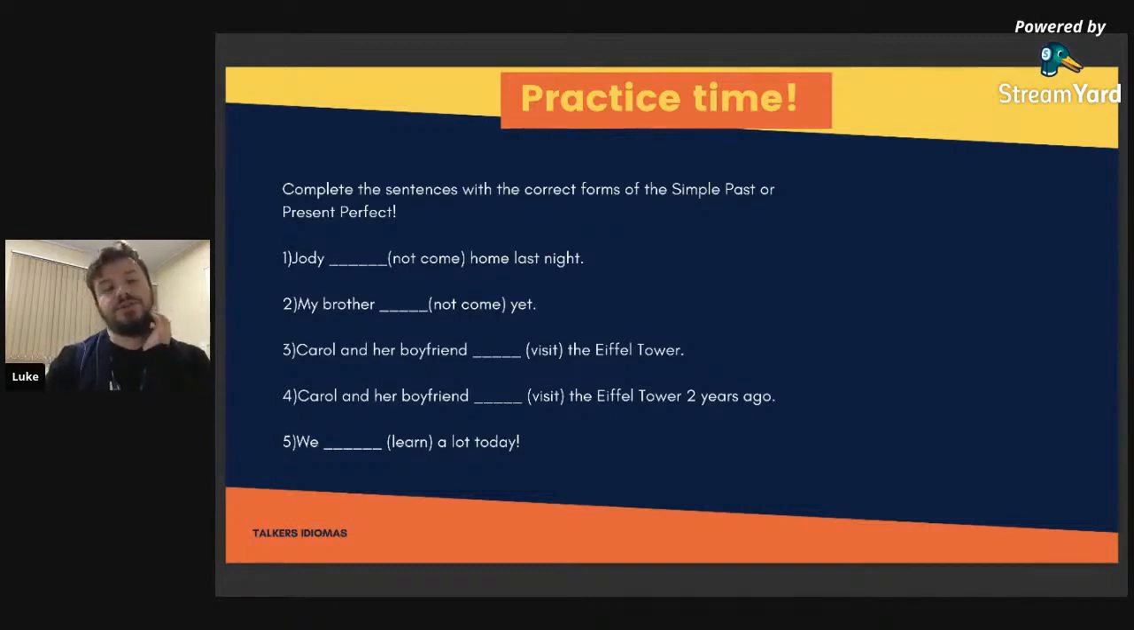So let's start with the first one. Number 1. Jody, blank, home last night. You have to complete either with the simple past or with the present perfect. So we have to analyze the sentence first. What do you think, guys? Is it simple past or present perfect? The first one, number 1.